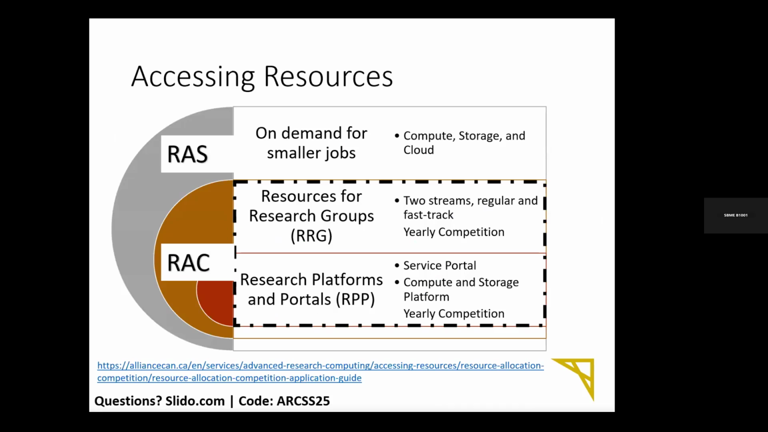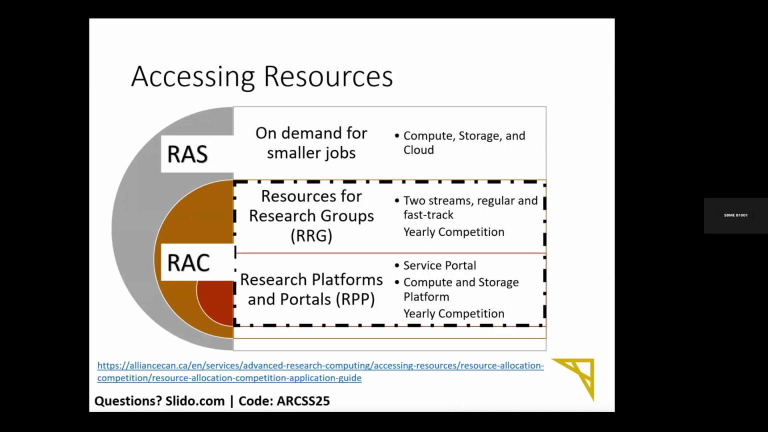So I sort of left it vague on what resources. By default, eligible investigators have access to what is called RAS, which is on demand for smaller jobs. As soon as you have access to your account, you have access to all the high performance computing clusters across the country. It typically runs very well with smaller jobs, and larger jobs as well, and you can start running your analysis on those clusters.